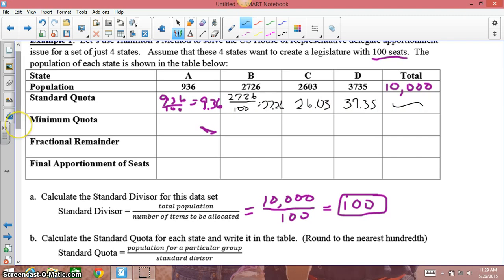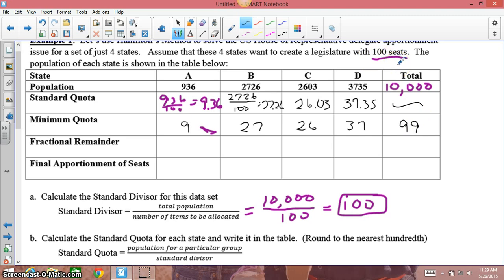Then, as you saw in the directions for the minimum quota, your minimum quota is to take each of these standard quotas and round them down. So that 9.36, essentially, I'm just ignoring the decimal part. Minimum quota then for State A is going to get 9 delegates. State B is going to get 27 delegates. State C, 26. State D, 37. Add this row all the way across, and you should find that it adds up to 99. So at this point, I have allocated 99 of those seats. I still have 1 seat left over because I'm trying to give out these 100 seats.